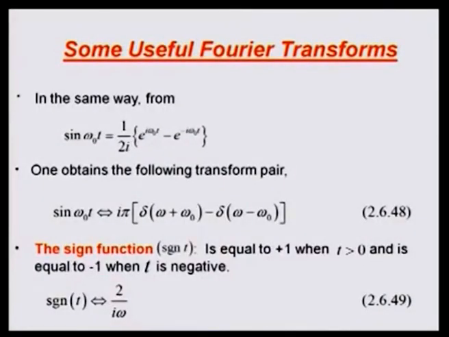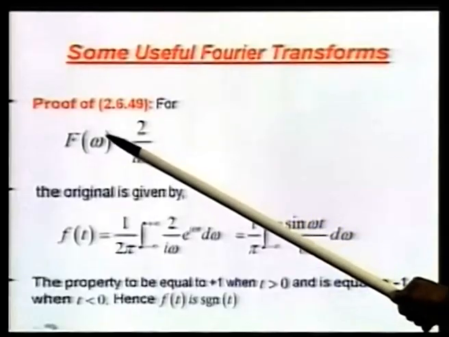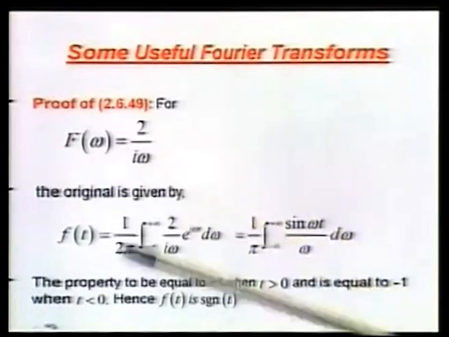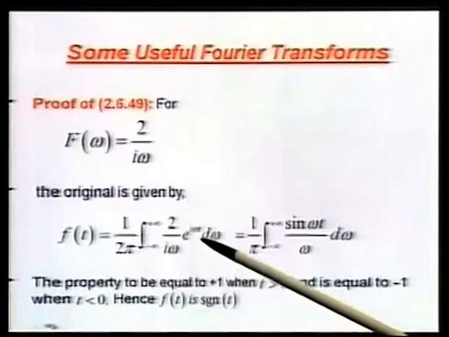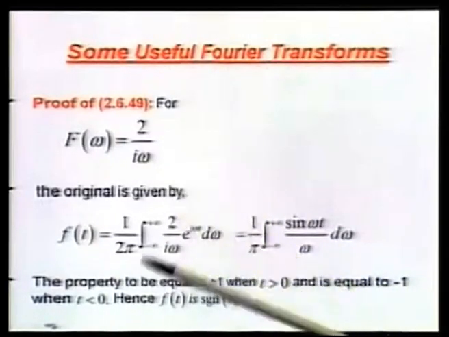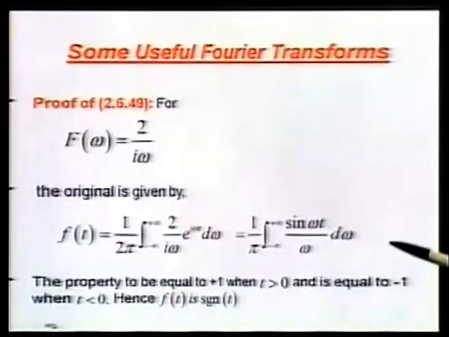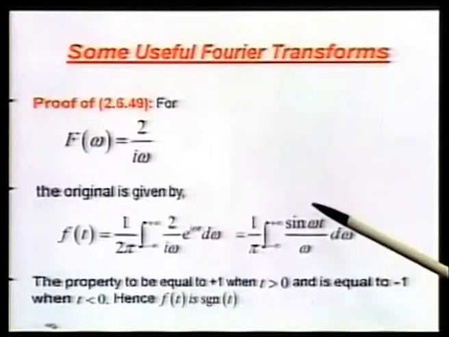Well, it does not fall out readily. So, let us see how we can do it. Basically, let us do it the other way around. Let us say I have this F of omega given by 2 by i omega. So, I can construct the original from the property. I just substitute 2 by i omega for F of omega. So, I get 1 over pi and this. And this is a very, very interesting function.